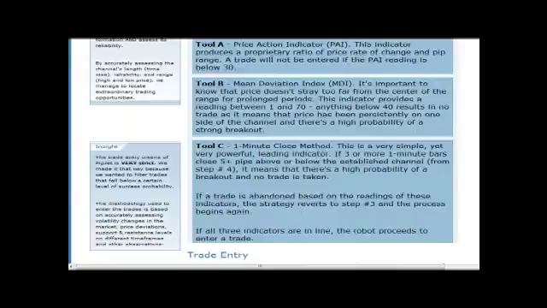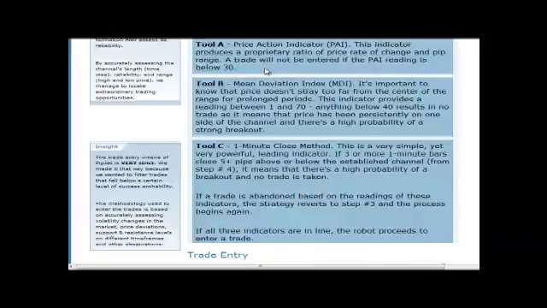Tool A we call PAI, which is a price action indicator. And this indicator produces a proprietary ratio of price rate of change and pip range. A trade will not be entered if the PAI reading is below 30.